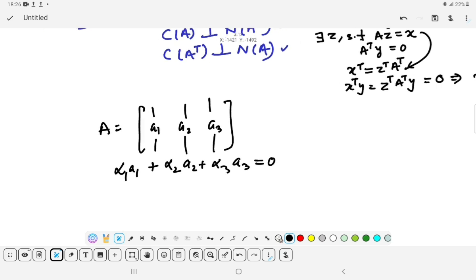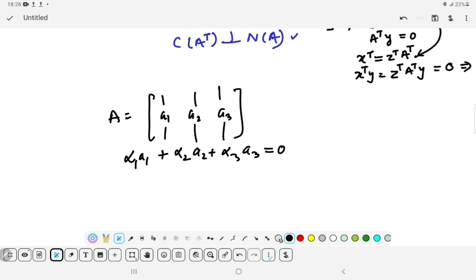Means when I multiply this with alpha 1, alpha 2, alpha 3, I equate it to 0. To find the basis, what I need to do is eliminate all the dependent columns. Say alpha 2 is not equal to 0. Then this column is a dependent column. This column can be expressed as a linear combination of the other two columns. So I need to eliminate that.